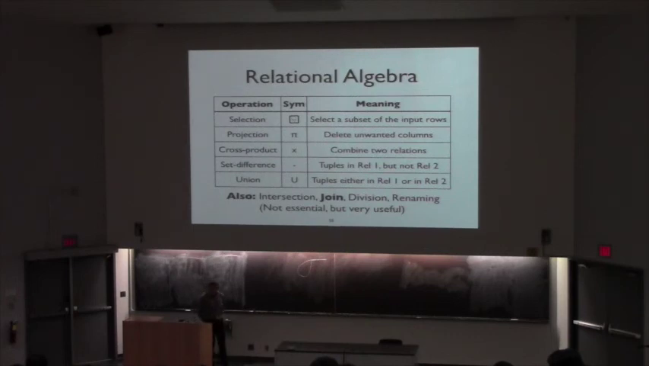The selection operator, kind of like the where clause of a select statement, identifies a subset of the rows in an input relation. The projection operation, kind of like the target list, projects away a set of attributes, or potentially constructs a set of new attributes using expressions. The cross product is kind of like the from clause. It'll pair every row in one relation up with every row of another relation. And set difference and union work pretty much like you'd expect. There's a couple of others, intersection, join, division, and renaming, which are not essential, but can potentially be useful.